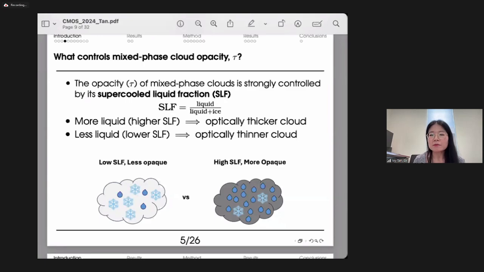probably the most important large-scale control over the opacity of these clouds is the percentage of them that's comprised of liquid. In other words, the supercooled liquid fraction, or the SLF, of the clouds exerts a strong, important control over the opacity of mixed phase clouds. To summarize, a cloud with a higher proportion of liquid, so a higher SLF, is also optically thicker, and conversely, a cloud with a lower SLF is optically thinner.